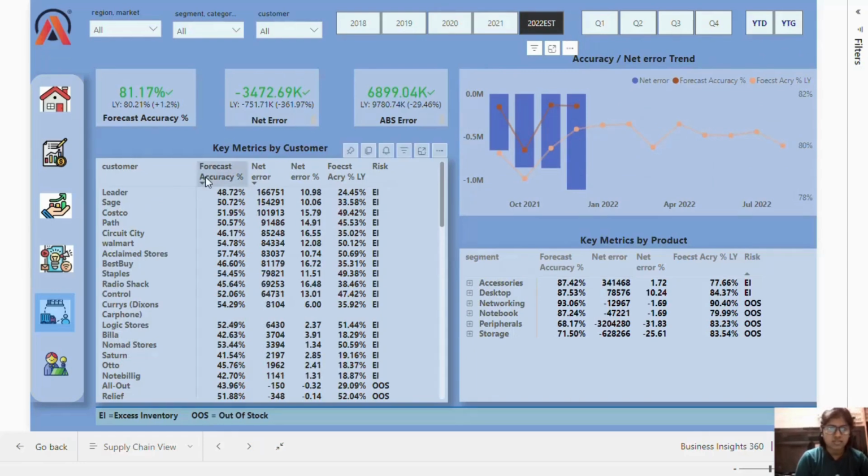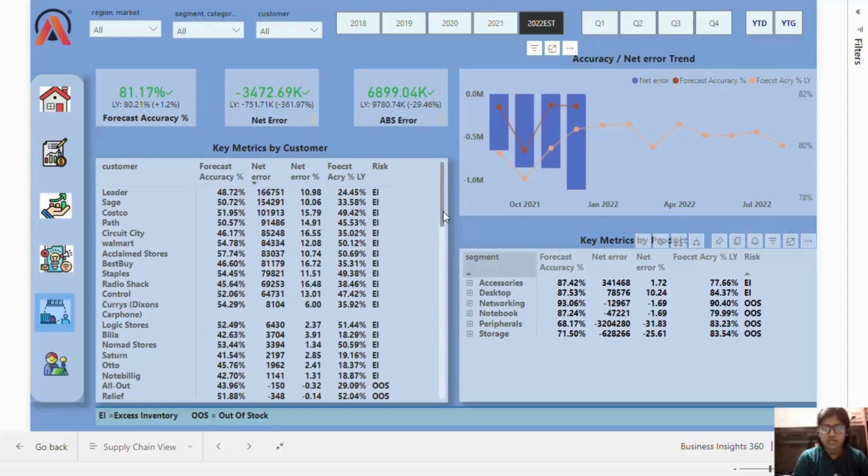Now this chart shows the key metrics by customer. These are the different customers along with their forecast accuracy and net error. So if you see that if the net error is positive, it means that they have the excess inventory. On the other hand, if net error shows negative, it means they are out of stock. It means that the company has produced this many units less.